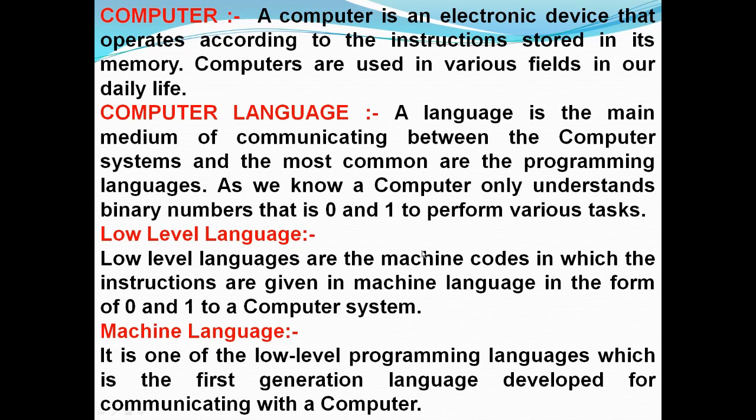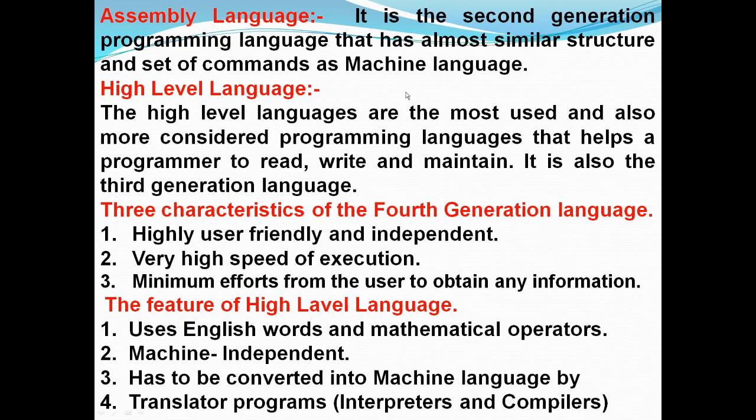There are four types of languages. First is low level language. Low level languages are machine codes in which the instructions are given in machine language in the form of 0 and 1 to a computer system. Second, machine language. It is one of the low level languages, which is the first generation language developed for communicating with a computer. Assembly language. It is the second generation programming language that has an almost similar structure and set of commands as machine language. It is same like machine language.